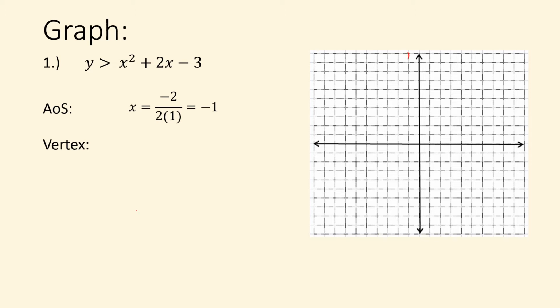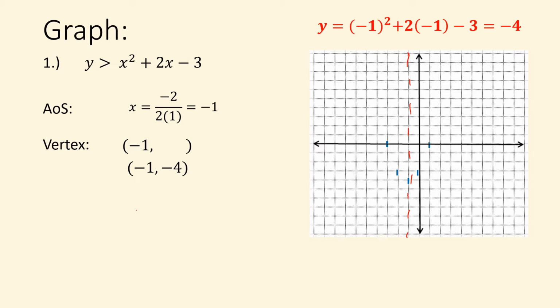All right, so we're here. Plug in that negative 1 to get the vertex, and we end up with negative 4. Okay, from there we can use the pattern. So we have negative 1, negative 4, and we're just going to go up 1, up 3, up 5.